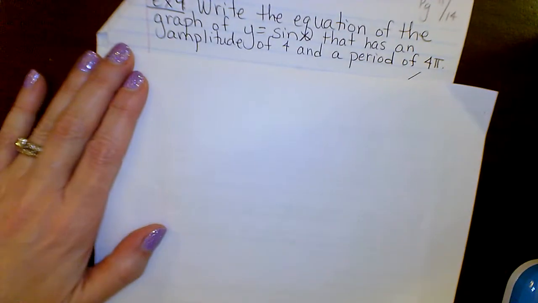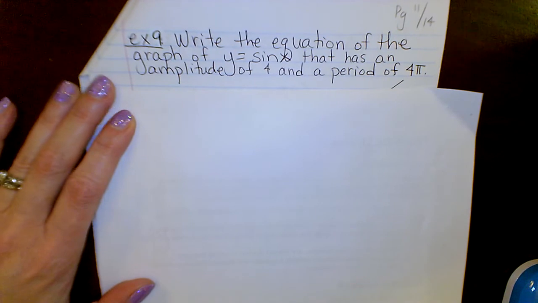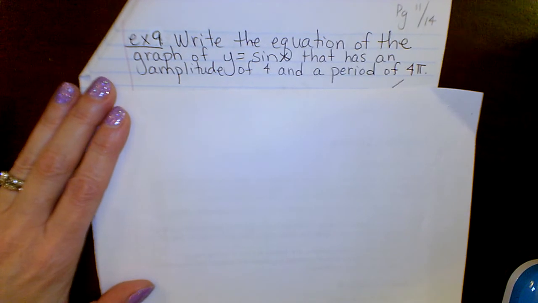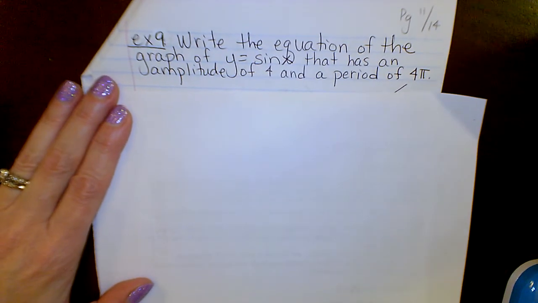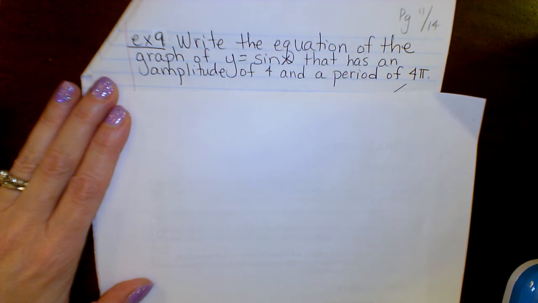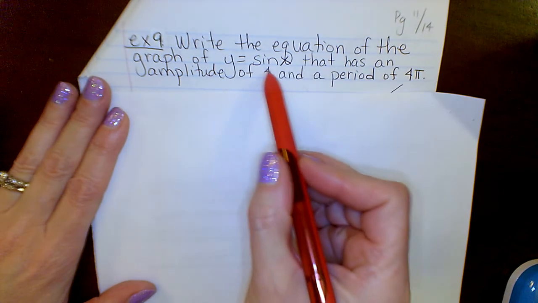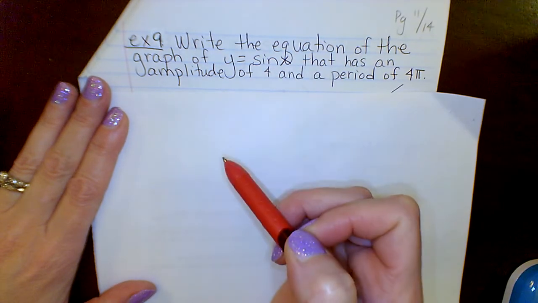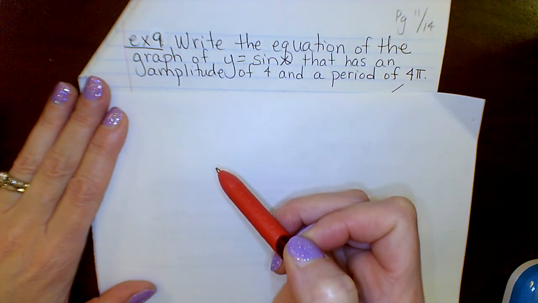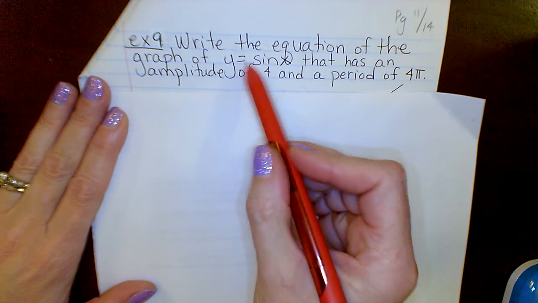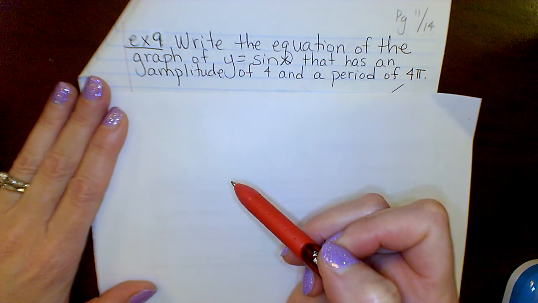Alright, so let's write the equation of the graph of sine x that has an amplitude of 4 and a period of 4 pi. So this one's different. I'm not giving you the equation. I'm asking you to work backwards from the information to get the equation. Okay, so an amplitude of 4. So where is that going to go in the equation? Well, we know that a goes right here before the sine function.